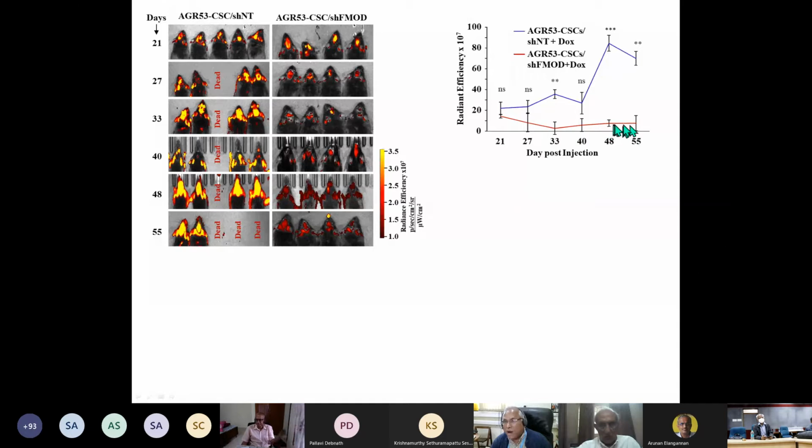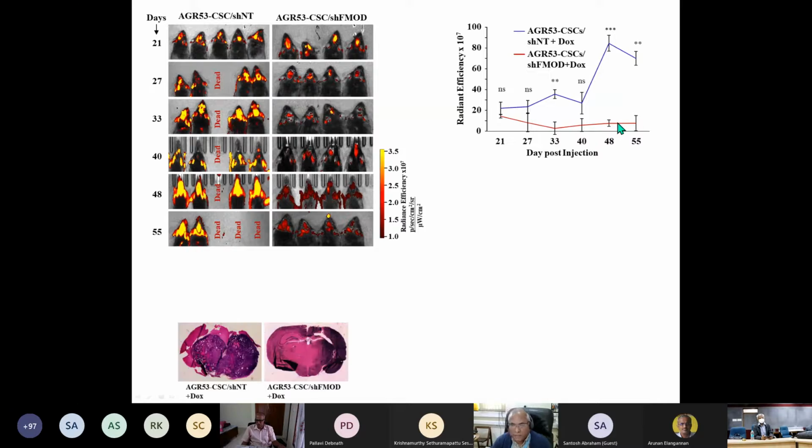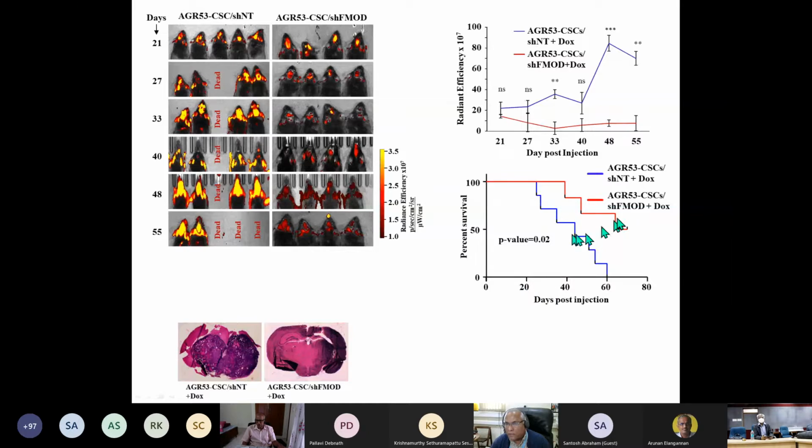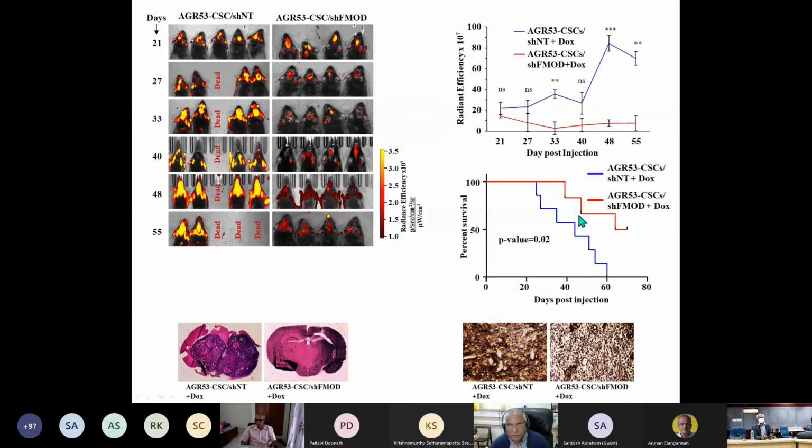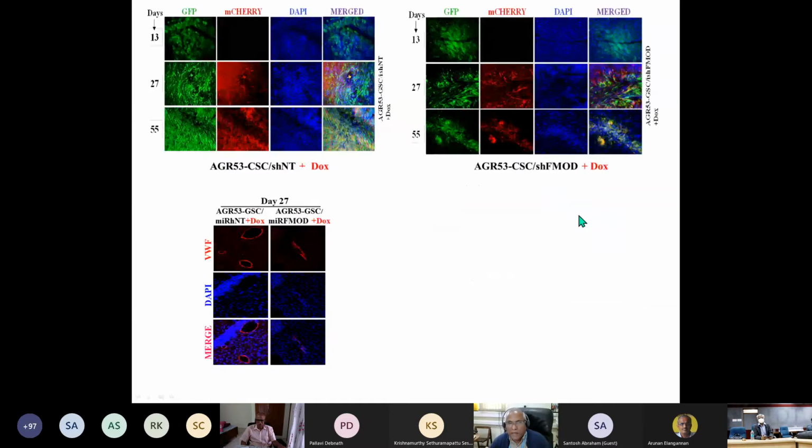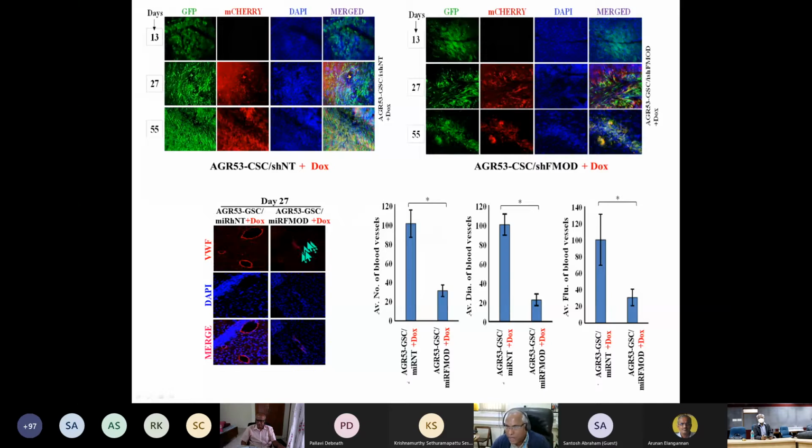When you silence FMOD, the tumor doesn't grow any further, which means that if you silence FMOD in the de novo formed non-CSCs, they no longer help the growth of the tumor initiated by CSCs. You can see that the tumor is present in large amounts in the control animals, not in the FMOD-silenced condition. And again, the survival of the animal increases if you silence FMOD as compared to the control animals. We also show that angiogenesis is compromised when you silence FMOD compared to the control animal, as shown here.